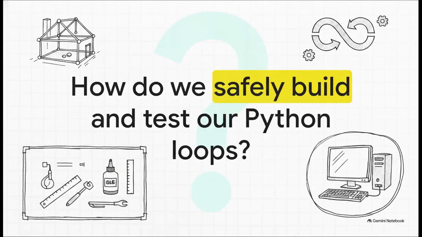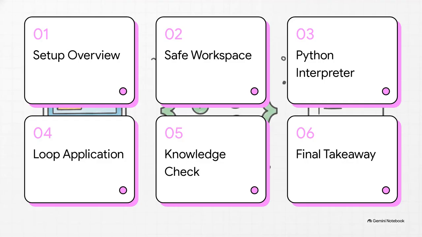So, this brings us to a really important guiding question, just to get our minds working. How do we safely build and test our Python loops? I mean, think about it. If you were building a delicate scale model, you wouldn't just glue the pieces together right on your kitchen table right before dinner, right? No way. You'd set up a dedicated, safe workspace. Well, code is the exact same way. We need a proper environment to ensure our loop application runs perfectly, without messing up literally anything else on our computer. Okay, let's dive into this.